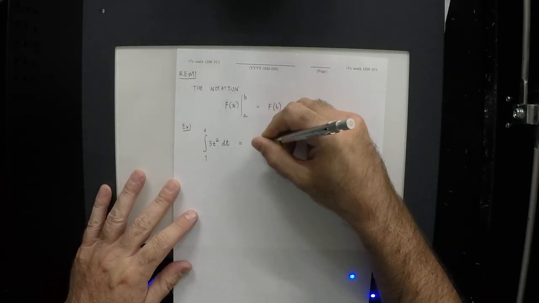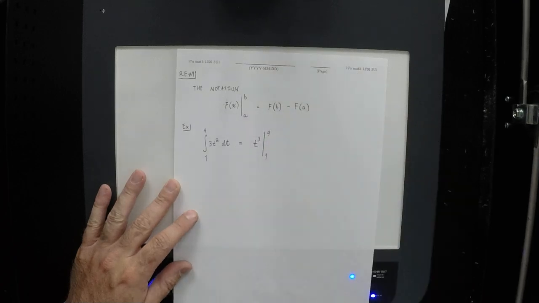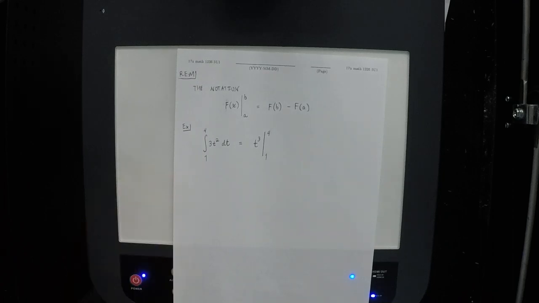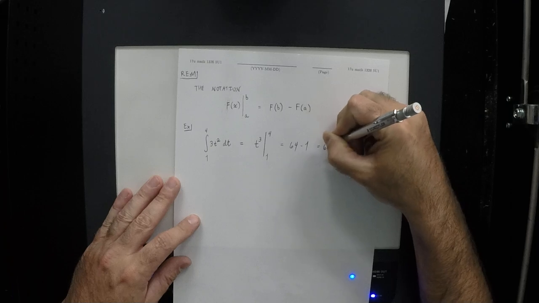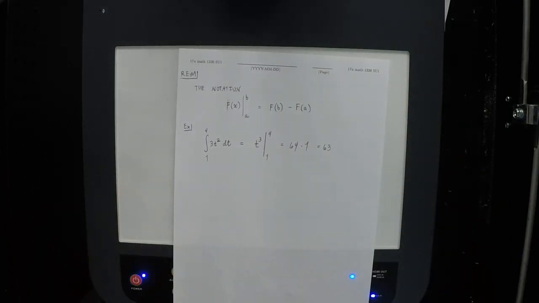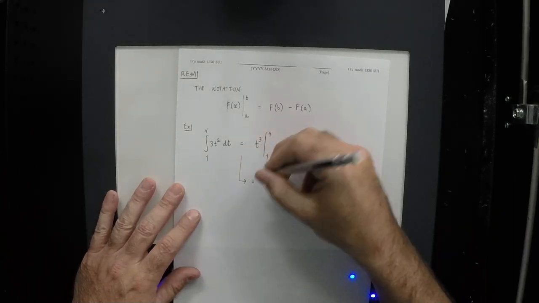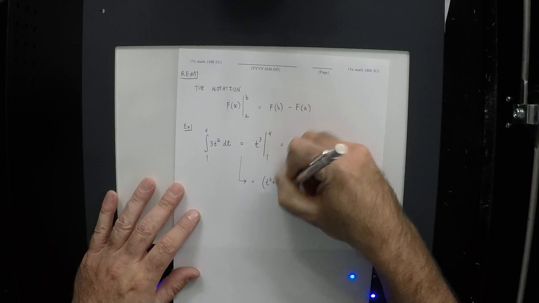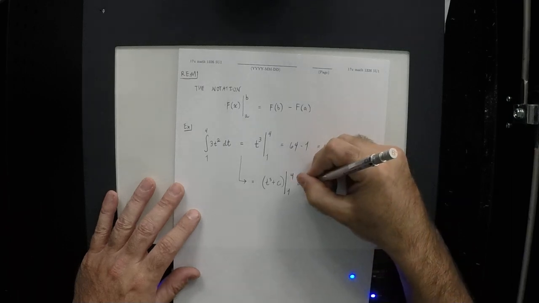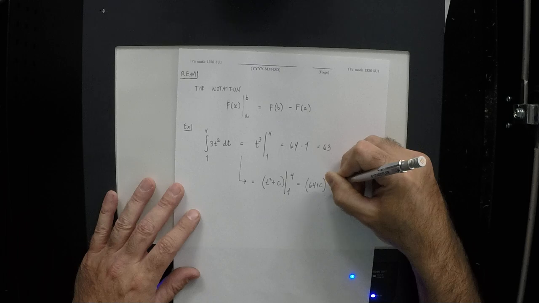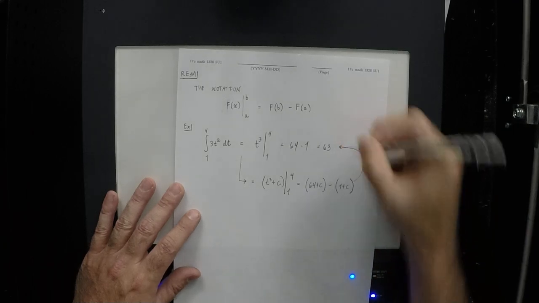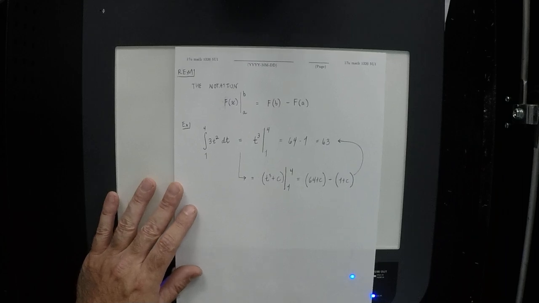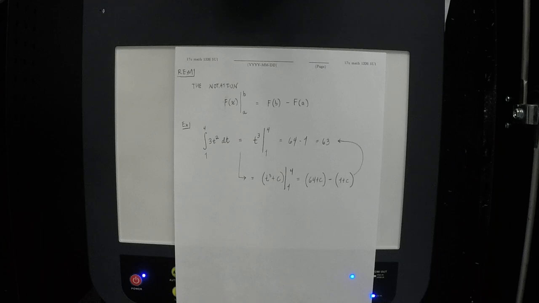So the answer to the question is, I'll take that antiderivative, the one with c equal to 0, and evaluate it from 1 to 4. So, what's the answer? 63. Any question about this one? If you wanted to, you could say t cubed plus c, and then evaluate this from 1 to 4. This would be 64 plus c, and then minus 1 plus c, and the c's cancel. Any question about the opening example? Okay.